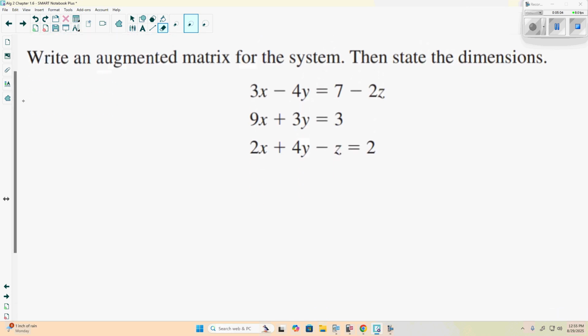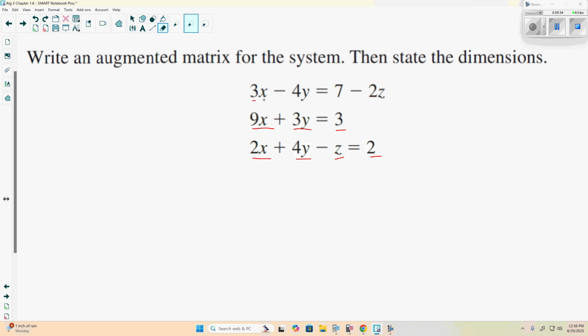Write an augmented matrix for the system, then state the dimensions. Now this middle equation, we do have both variables x and y on the same side, and they are in the correct order. The third equation, we have three variables x, y, z. They are all on the same side. They are in the correct order. They are in alphabetical order. And our number without a variable is on the right side of the equal sign. So those are good.